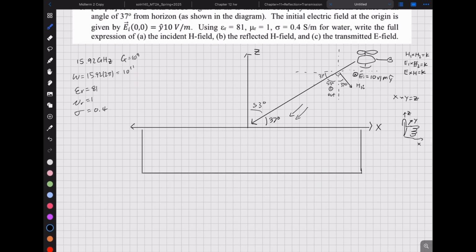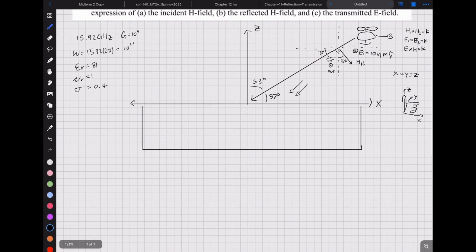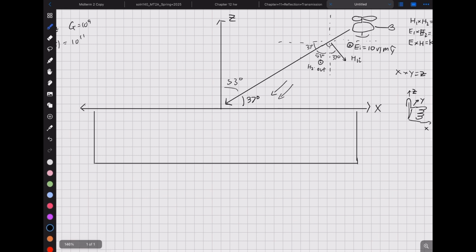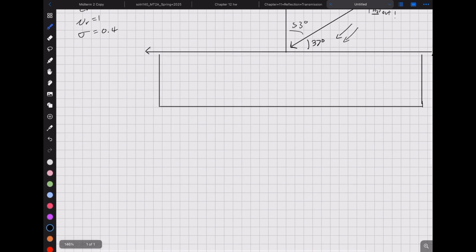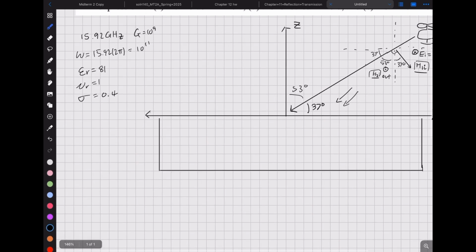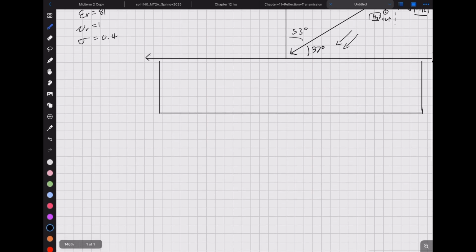Okay, now let's go to the math part. We know that our H2 of I is going this way, and our H1 of I is going that way. Those are important because we're looking for those. Given that we have omega, what we can find next is k. So k equals omega over c, which is 10 to the 11 over the speed of light, 3 times 10 to the power of 8, which equals 333.